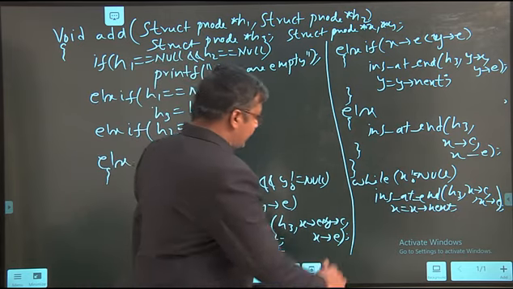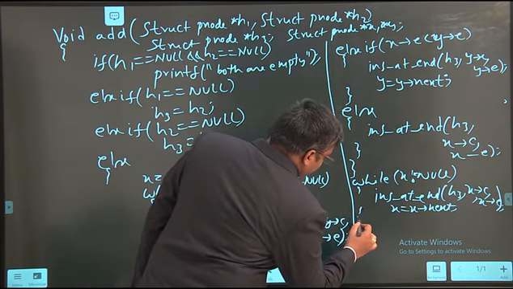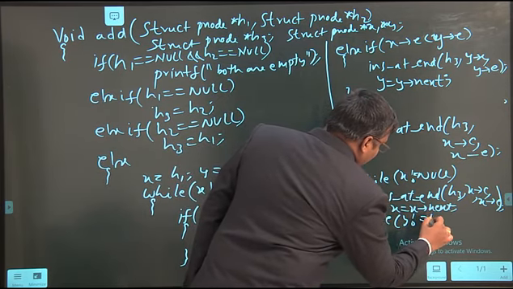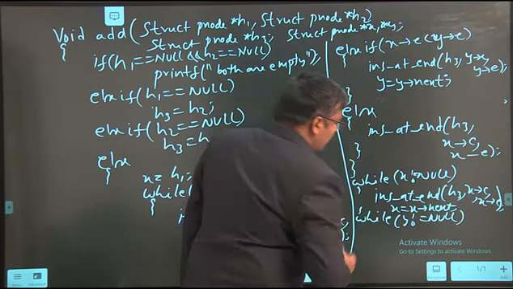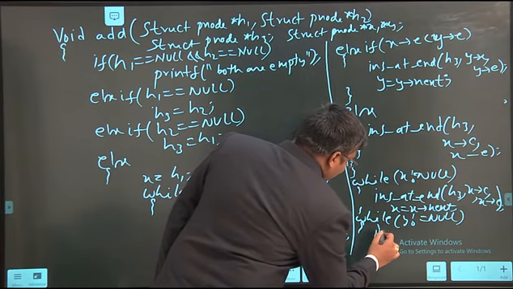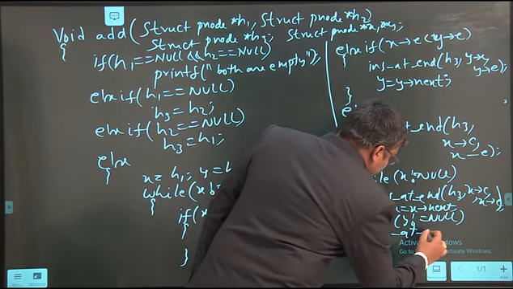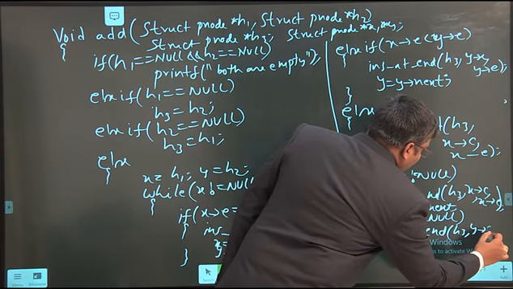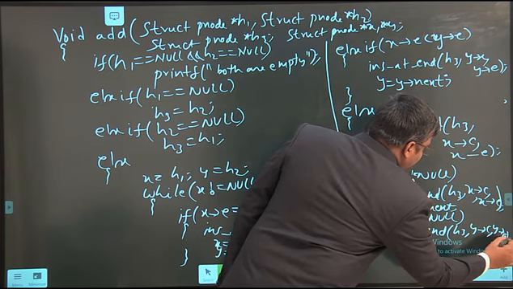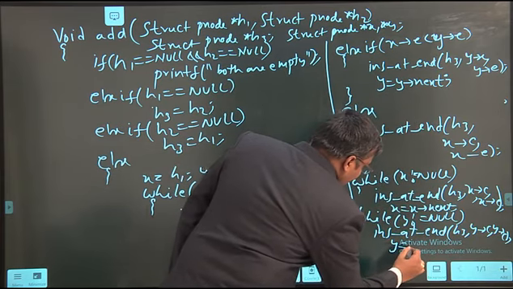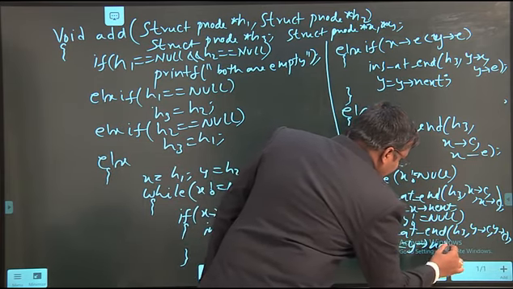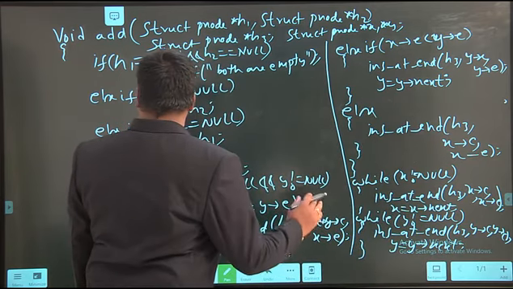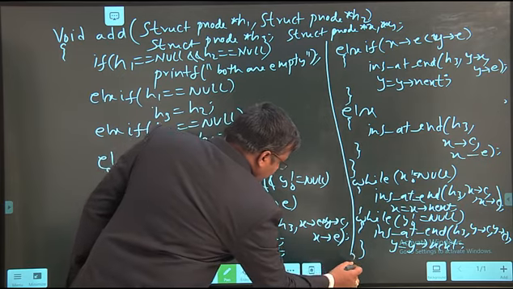Suppose that is not the case. What do I have to do? So I have to check whether y is not equal to null or not. Suppose y is not equal to null. What do I have to do? So insert at end of h3, y of coefficient, y of exponent, I am passing. Y is equal to y of next. So up to this, else is closed. Main.